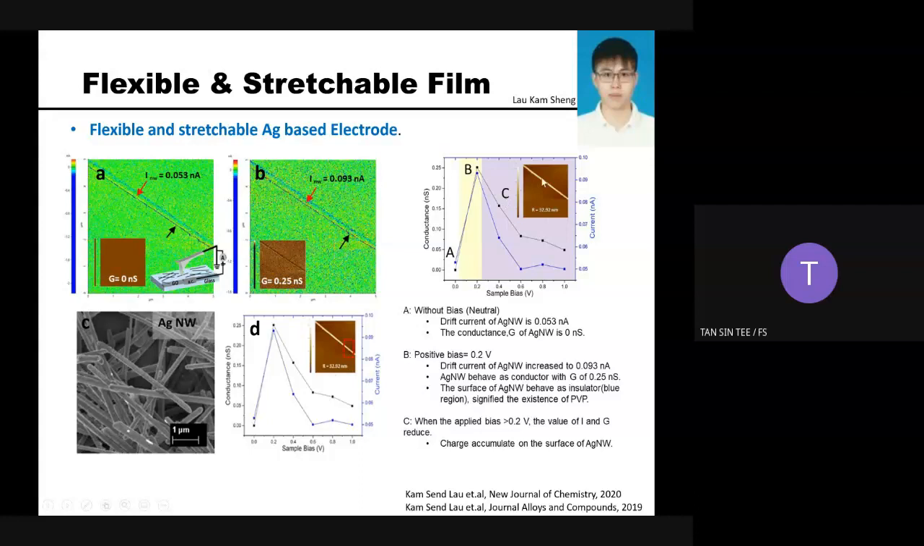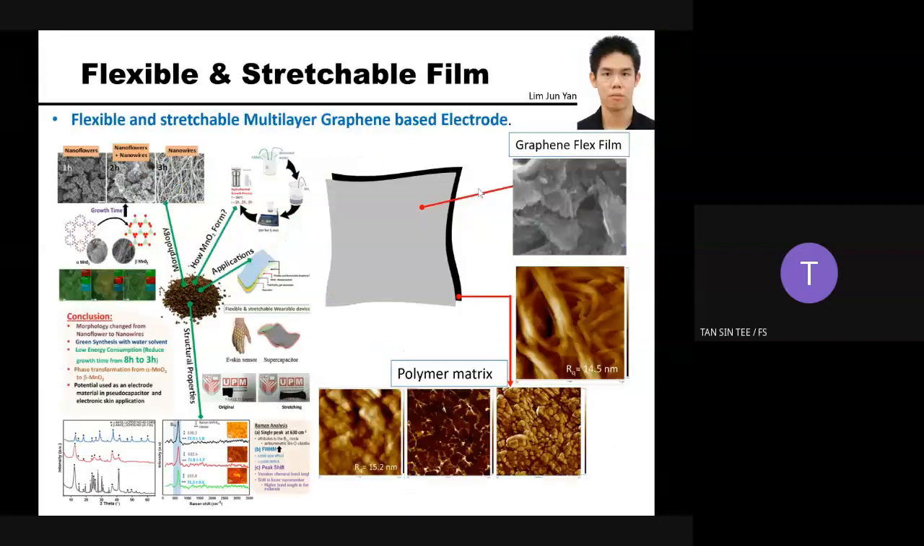So this diagram shows the current and conductivity changing against the sample bias. We observed that when the sample has some bias applied, the current changes. This means that our silver nanowire responds to the electricity changes. Right now we are also spraying this silver nanowire onto some of our contact materials, to make it a contact for certain devices.